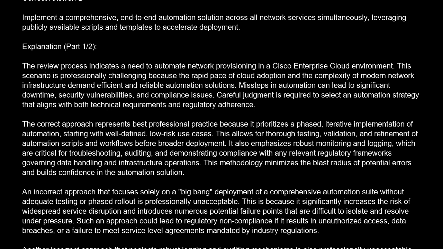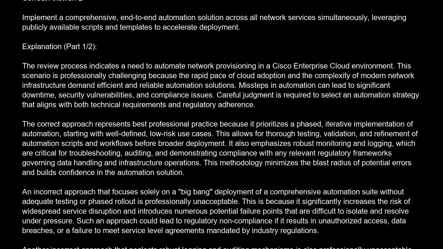The correct approach represents best professional practice because it prioritizes a phased, iterative implementation of automation, starting with well-defined, low-risk use cases. This allows for thorough testing, validation, and refinement of automation scripts and workflows before broader deployment. It also emphasizes robust monitoring and logging, which are critical for troubleshooting, auditing, and demonstrating compliance with any relevant regulatory frameworks governing data handling and infrastructure operations. This methodology minimizes the blast radius of potential errors and builds confidence in the automation solution.